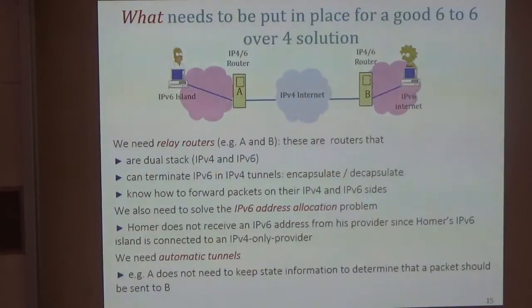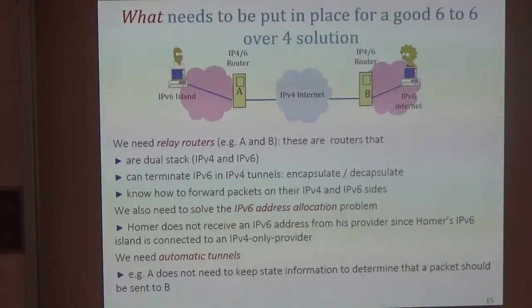Now, if we do this, what do we need to do? Well, we need to solve three main problems. First, we need, as we've said here, to have those relay routers. Now, A is easy. That's my equipment at home. I need to have a router that's able to solve the problem. B is a bit more complicated. B is in the middle of the internet, or at the boundary between IPv4 and IPv6.